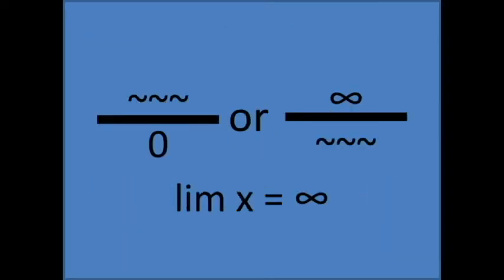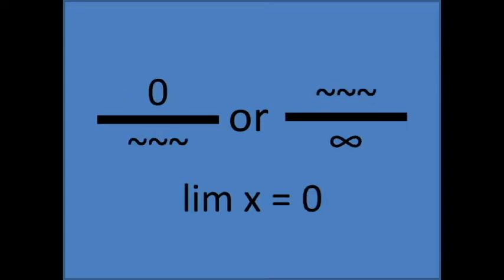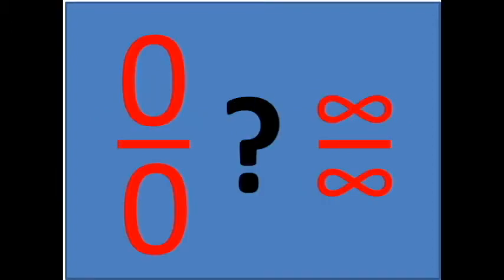Normally, if the denominator of a function went to 0 or the numerator went to infinity, the limit of the function would be infinity. And if the numerator of a function went to 0 or the denominator went to infinity, the limit of the function would be 0. But when both the numerator and the denominator go to the same extreme on the number line, what do you do? The answer is to use L'Hopital's rule.